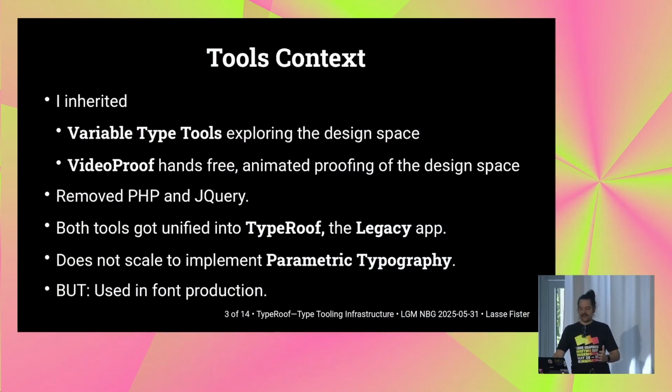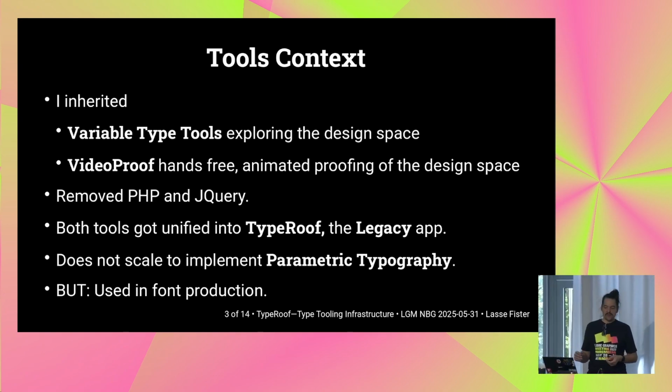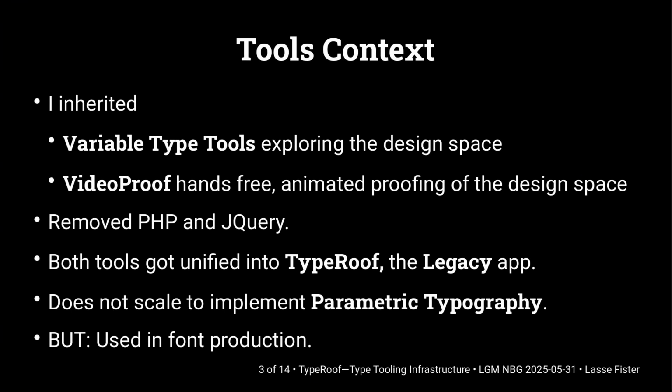So I'm also going to talk about the tooling that goes into the parametric fonts. There is tooling which I inherited, which is for production of these fonts, which David Berlow and his team can use to look at the fonts and decide if the design is good, if there are errors and stuff like that. There are two tools. One is the Variable Type Tools tool. This is more like a static tool where you have sliders and can dial in stuff and can make some typography and just go to very specific locations. And then there's VideoProof.